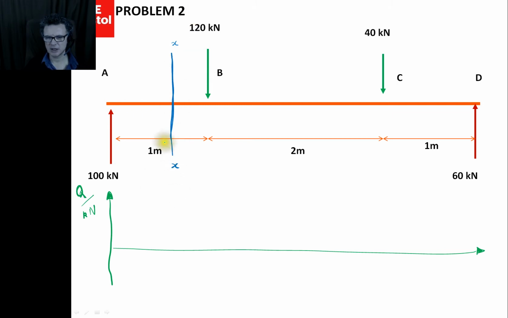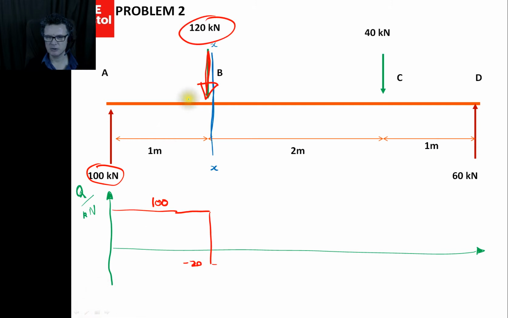I'm going to draw a line at X, look left of me and see what forces I can see. What I can see is that 100 going up. So at 100 and it's going upwards, so it's a positive number. So up to this point, all I can see is 100 going up.